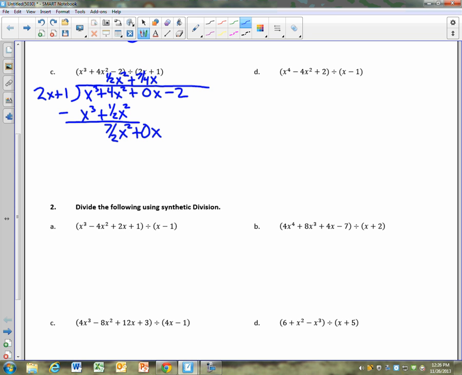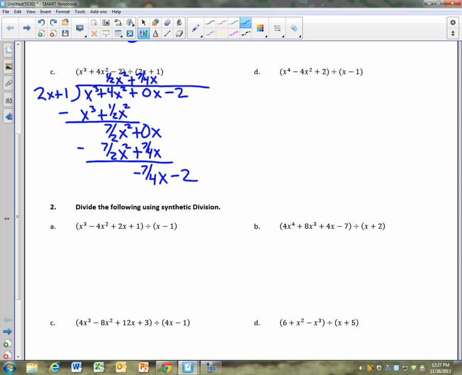2x times 7/4 x is 7/2 x squared. 7/4 x times 1 is 7/4 x. Seven halves x squared minus 7/2 x squared is 0. 0 minus 7/4 x is negative 7/4 x. I drop down the minus 2.